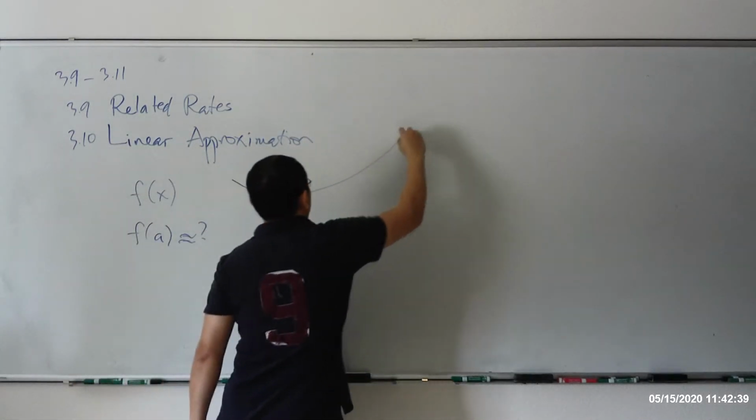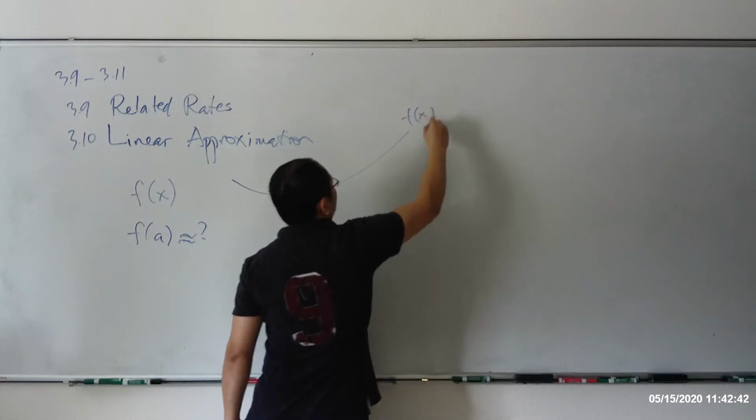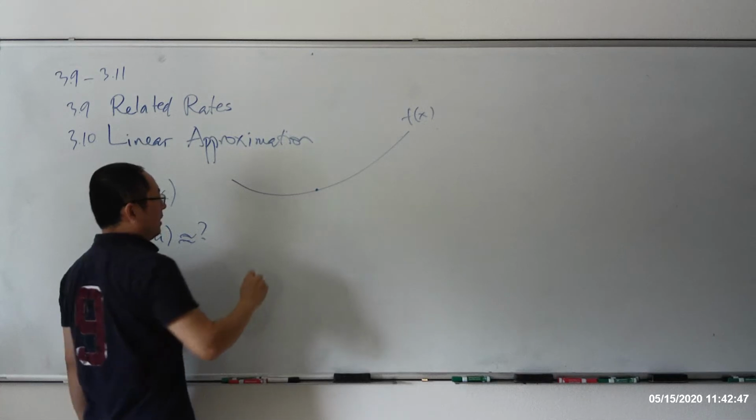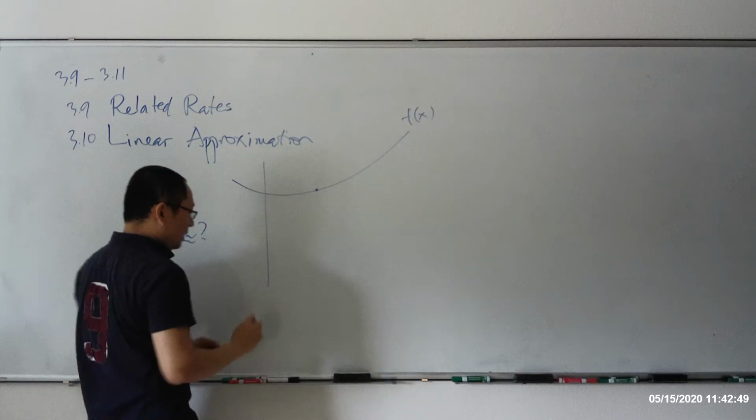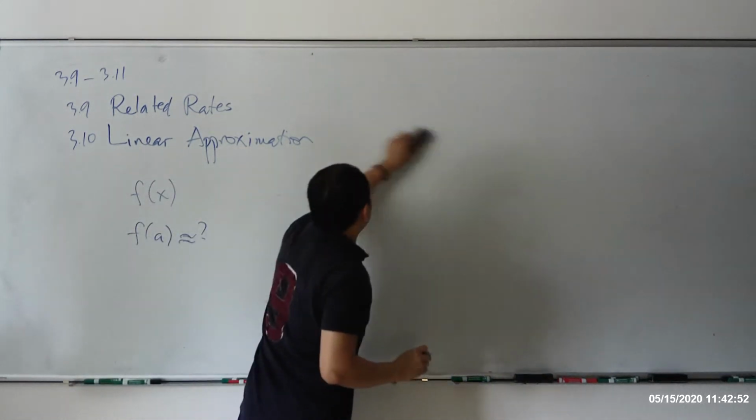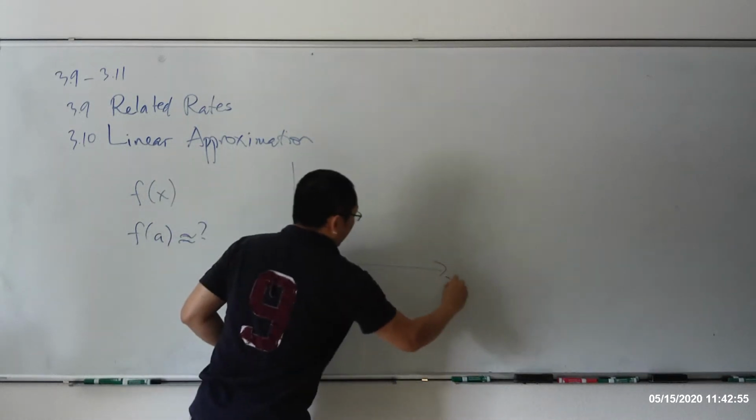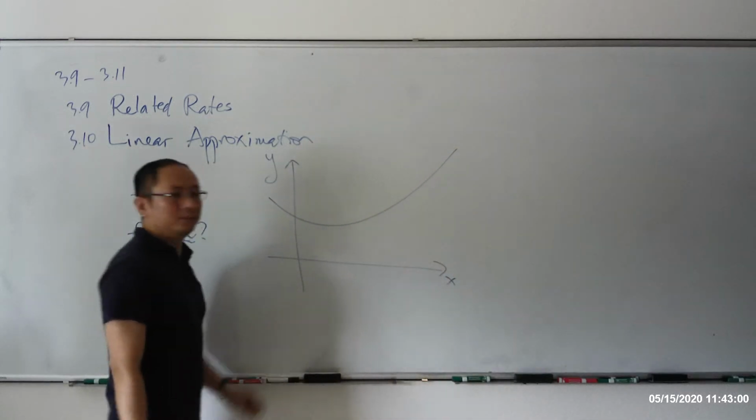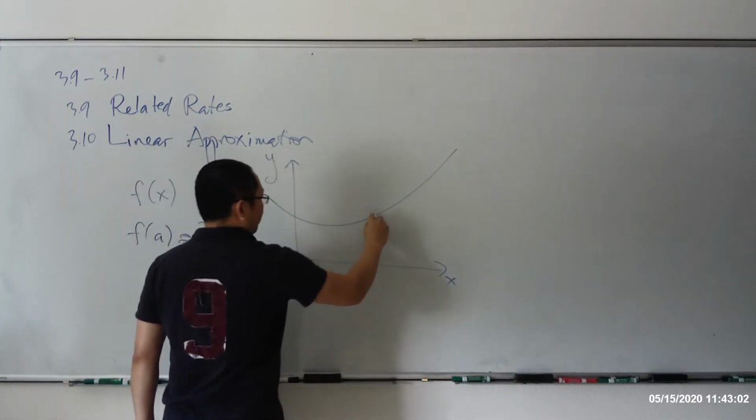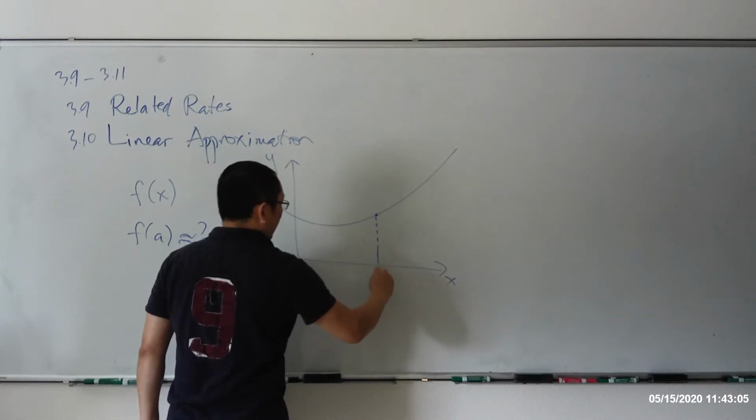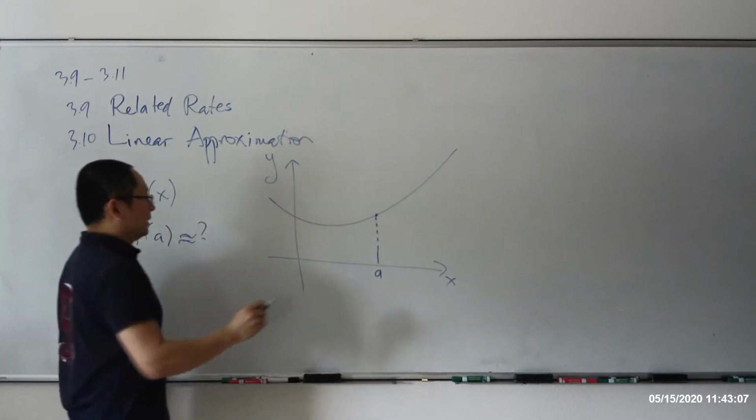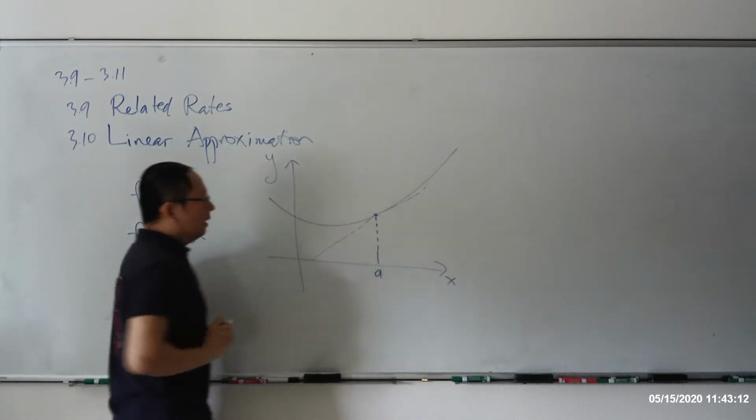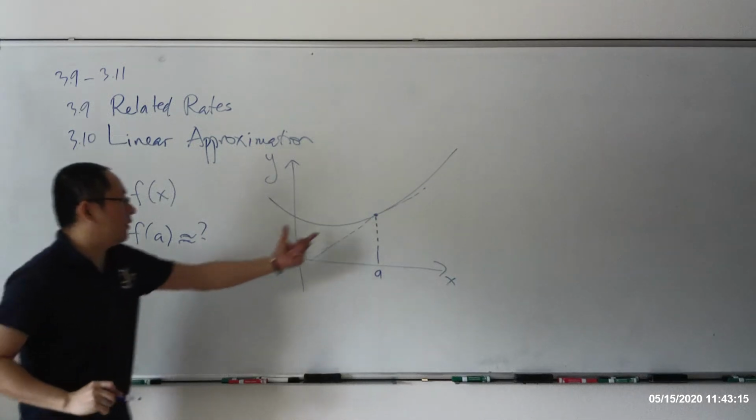So you have a function. Okay? This is my f of x. I don't want to know the entire function. But say I only know one point right here. Linear means this. Let me try to draw it better so it's easier to graph. X-axis, y-axis, you have a function right here. This is A, okay? You want to approximate f of A right there.